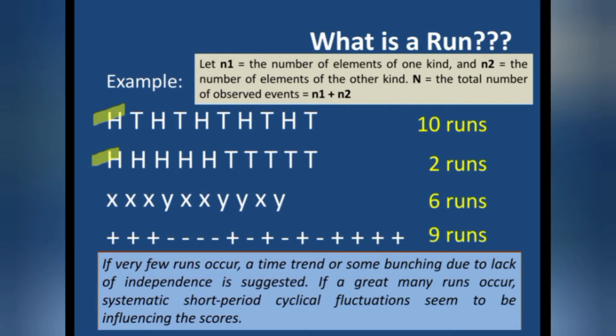Here in the first example, too many runs are observed. In this case, R is equal to 10, where R means runs, when the capital letter N is also equal to 10. On the other hand, only 2 runs occurred in 10 tosses. This would seem to be too few for a fair coin. Therefore, the events are lacking in independence.